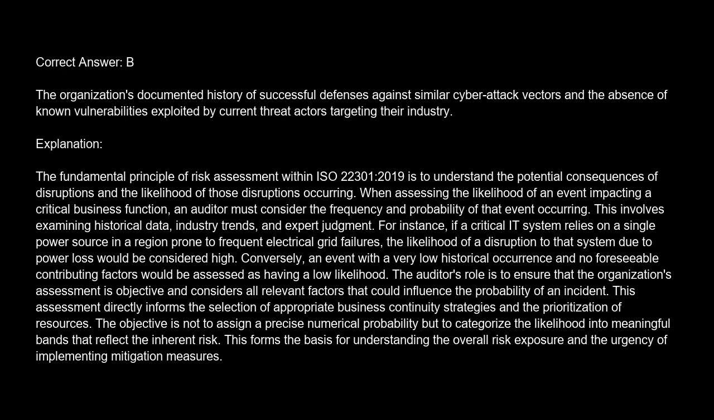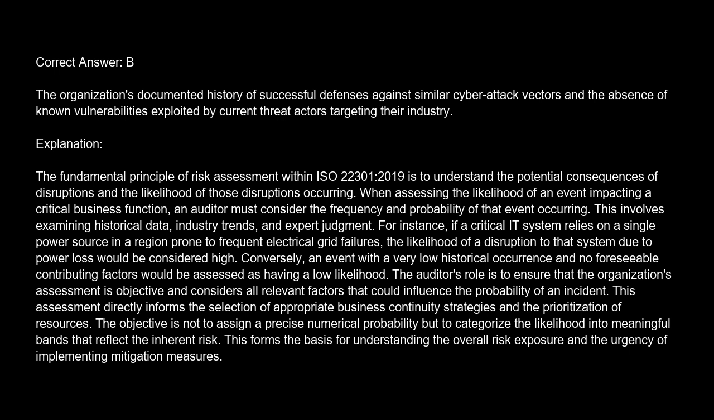22301-2019 is to understand the potential consequences of disruptions and the likelihood of those disruptions occurring. When assessing the likelihood of an event impacting a critical business function, an auditor must consider the frequency and probability of that event occurring. This involves examining historical data, industry trends, and expert judgment. For instance, if a critical IT system relies on a single power source in a region prone to frequent electrical grid failures, the likelihood of a disruption to that system due to power loss would be considered high.